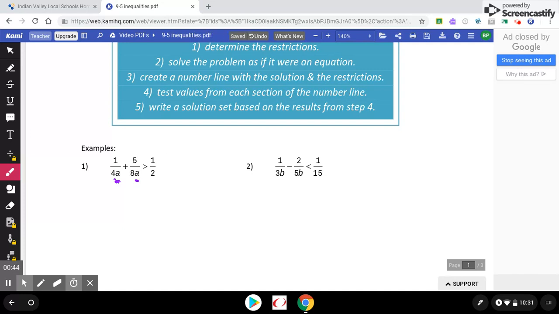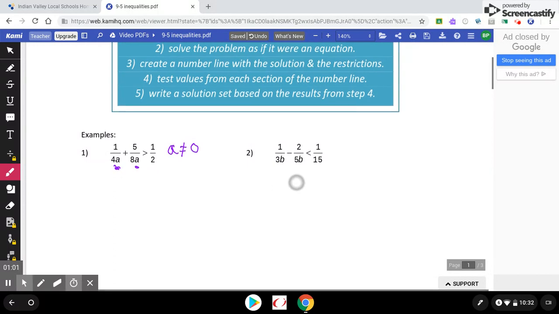Well, what number, if I plug in there, will cause me to have 0 on the bottom? If I multiply 4 times 0, I get 0. If I multiply 8 times 0, I get 0. I can't have a equals 0. So establish that. That's step number one. We'll tell you what to do with that here in a moment. Step 2, solve the problem as if it were an equation.